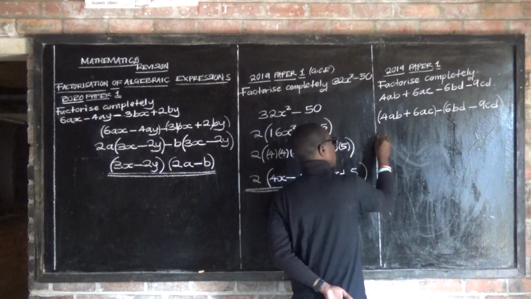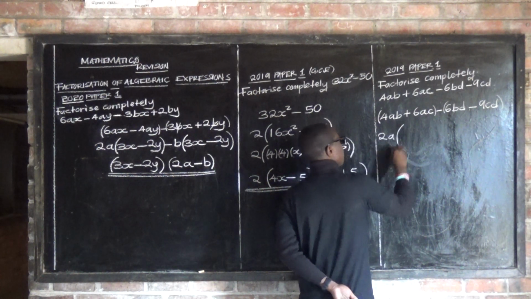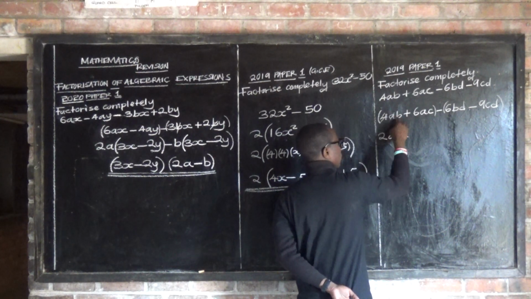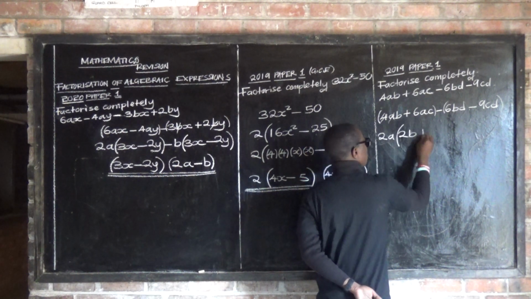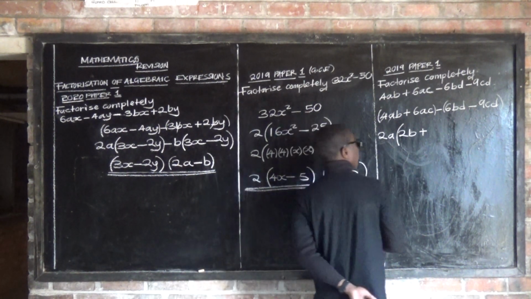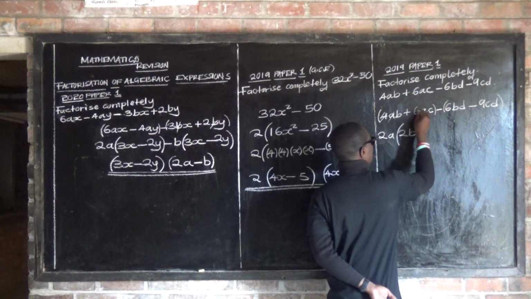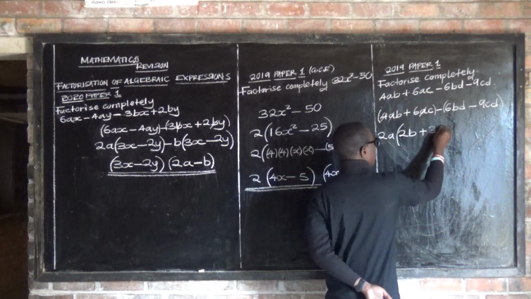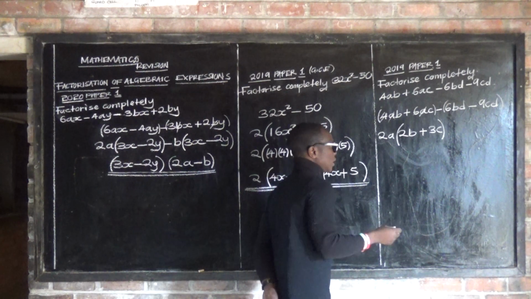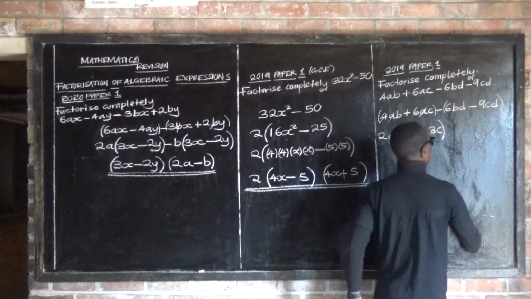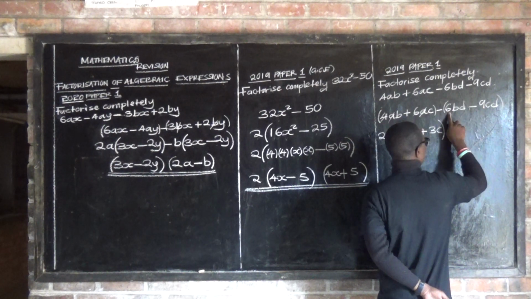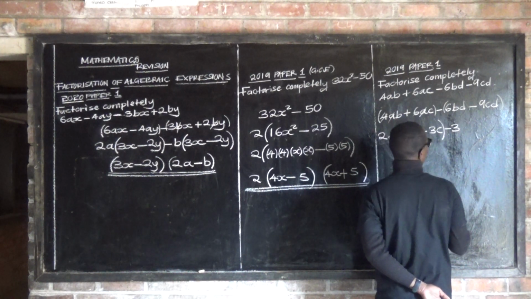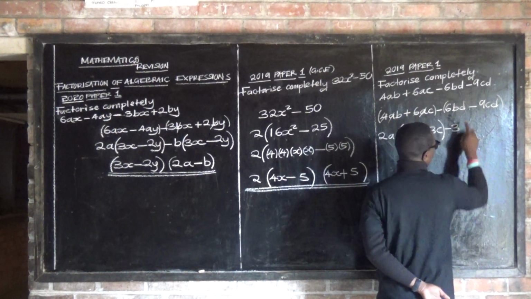So you say 2a is common, open the brackets and say 2 into 4ab is 2b. Then you have got positive, plus. Then 2 into 6ac we get 3c. This a is going to divide this a, then I'm going to bring this c. Then on the other side, what is common? I think 3 is common. 3 can go into 6 and 9, is it? Yes. So say negative 3. What else is common, people? d. d is also common.